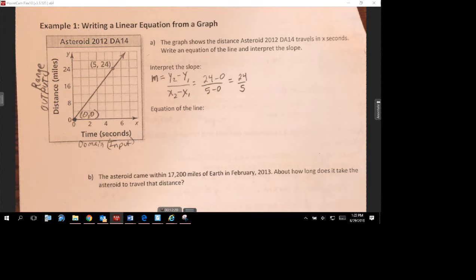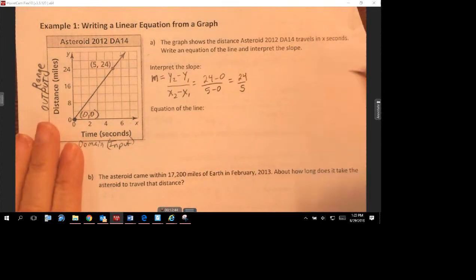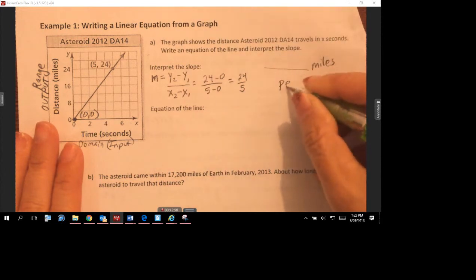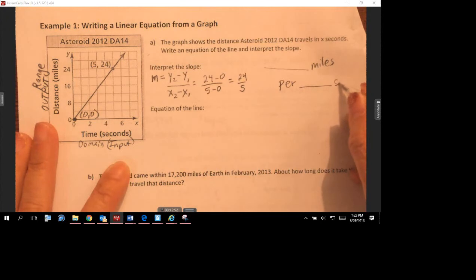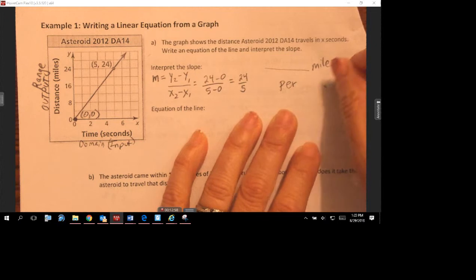Now I have to interpret that. So the y's are the distance and the x's are the time. So I'm going to interpret this as the asteroid is traveling 24 miles per 5 seconds. But I want you to simplify that thought. I want this to be something where we write the miles per second.